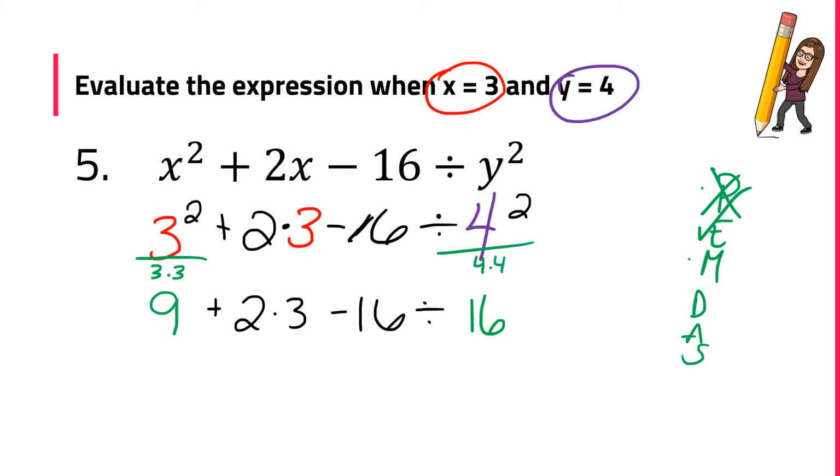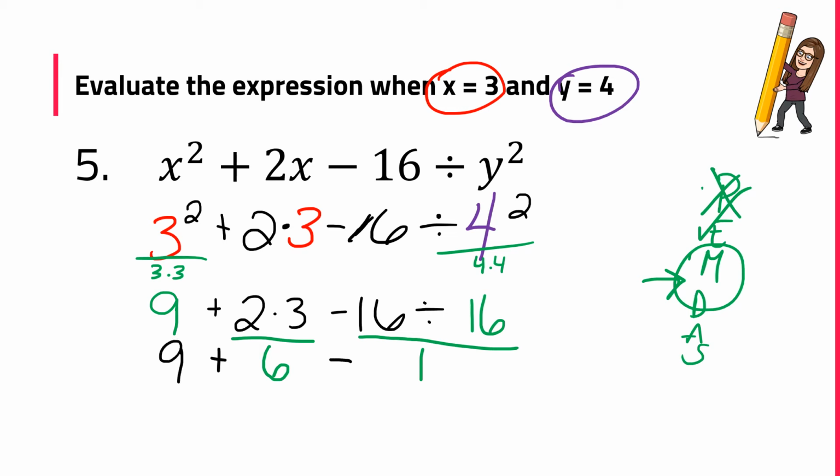Next step says multiply or divide, left to right. Okay, I'm reading left to right, and the first thing I encounter is 2 times 3. I'm going to drop that down. That's a 6. And if I keep reading, I can take care of the 16 divided by 16, which is 1. I can do that because look at what falls down, the 9, the plus, and the minus sign.